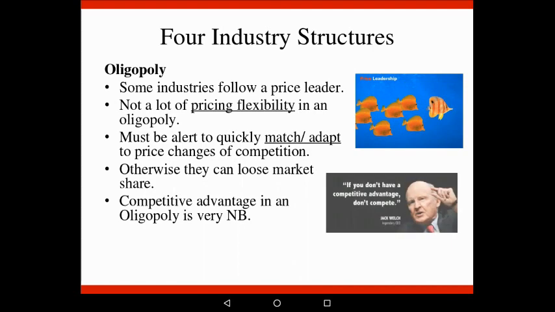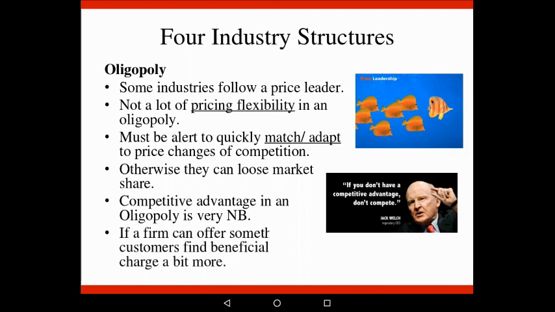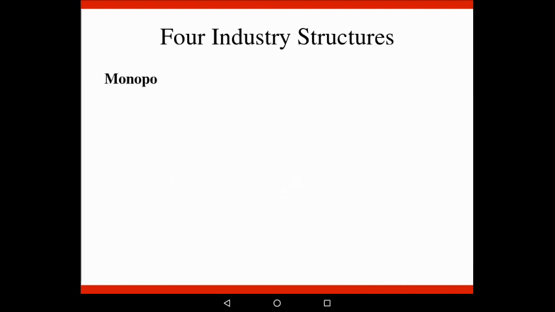Competitive advantage is very important in an oligopoly, and as Jack Welch says, if you don't have a competitive advantage, don't compete. Right? And a competitive advantage is that which makes you better than your competitors. Why should customers come to you and not go to your competitors? Now, if a firm can offer something that customers find beneficial, then they maybe can charge a little bit more. Like Vodacom charges more mostly because you can access the Vodacom network from anywhere. They have a very wide network, whereas Cell C and the others don't have such a wide network. That's generally why Vodacom charges more.